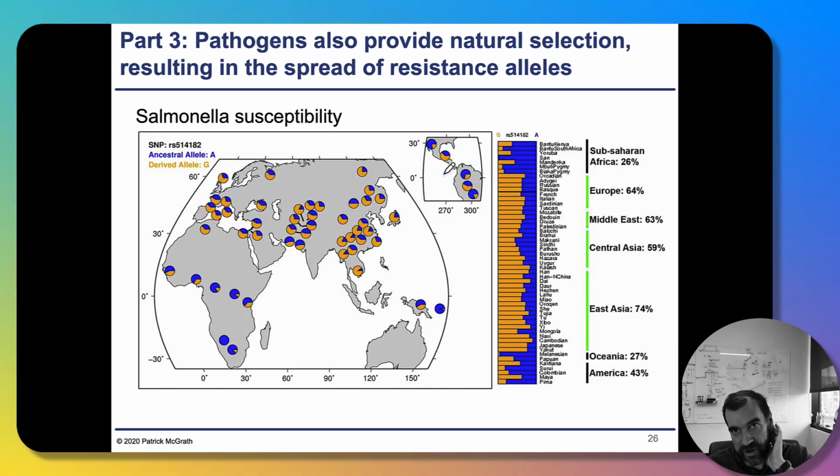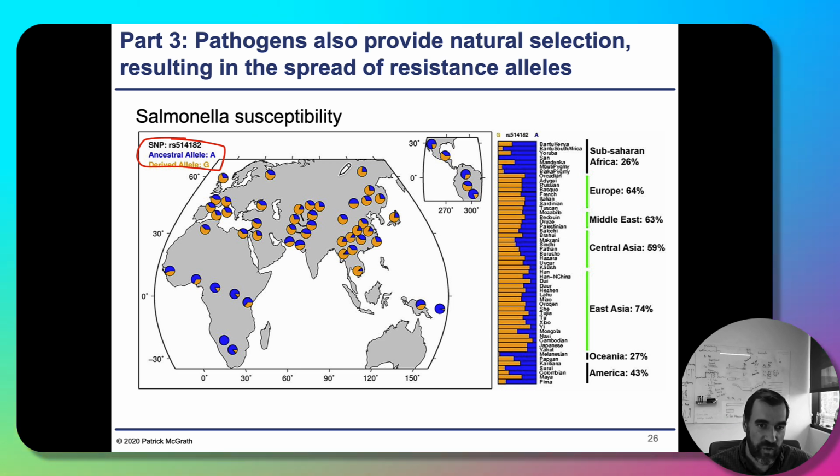Pathogens are also a very important part of natural selection. Salmonella is an example of a pathogen that can infect humans, and there are alleles that have been identified that confer resistance to Salmonella. You can see the distribution of this Salmonella resistance allele, and where it's now commonly found in different parts of the world. This is related to where this disease actually occurs in different parts of the world.